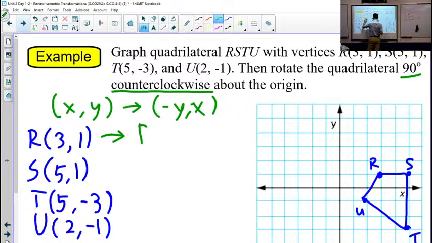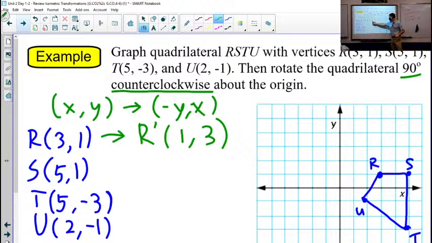For r, to go to r prime, we're going to switch x and y. So 3, 1, switch it, becomes 1, 3. And then that first coordinate, which is now a 1, is going to get its sign changed. Now it's negative.